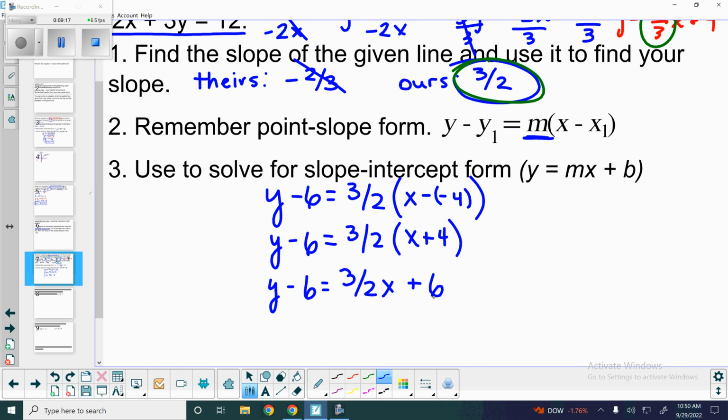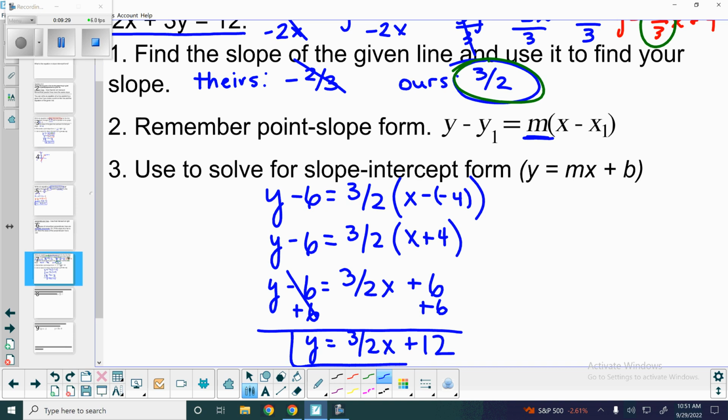Okay, the last step here is to get rid of the -6, so we're going to add 6. So we've got y equals 3/2x plus 12. If I graph this line along with the line that they gave us in the beginning, those two lines would be perpendicular to each other. They would form right angles whenever they cross. Okay, so we'll do one more like that.